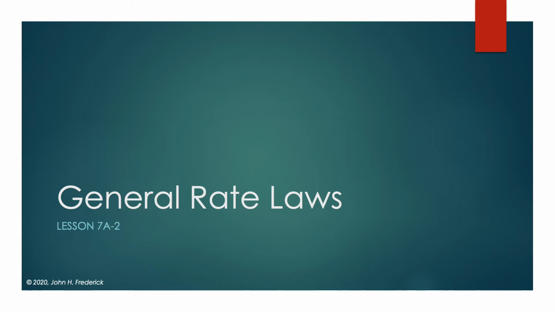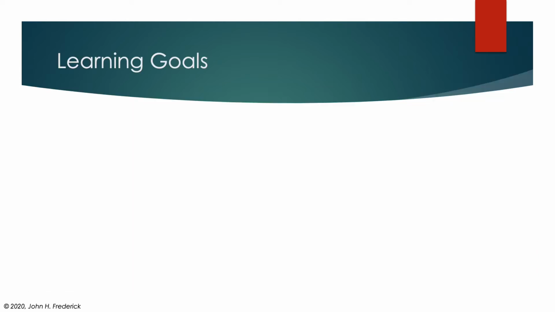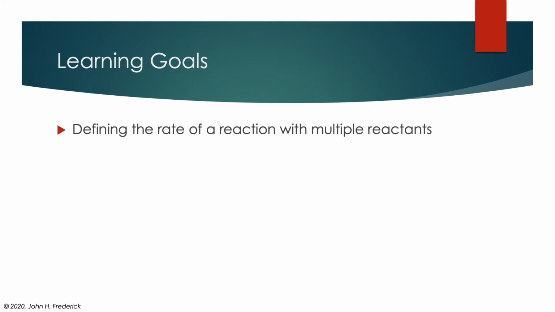I want to take a brief minute to append what we learned in the last video and talk about general rate laws. In our discussion of the last video, we were really concerned with reactions that had a single reactant, and what I want to do is generalize that. So our learning goals are to define the rate of reaction that has multiple reactants, which is actually the more common case.